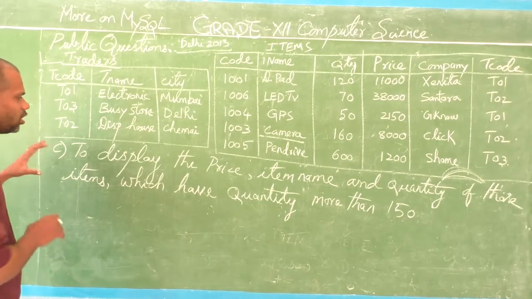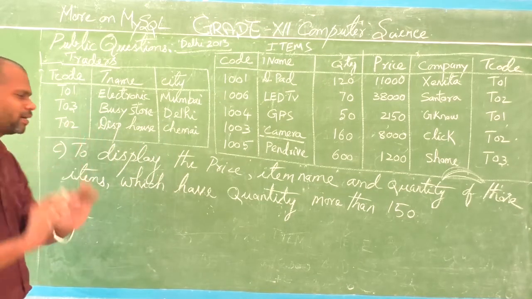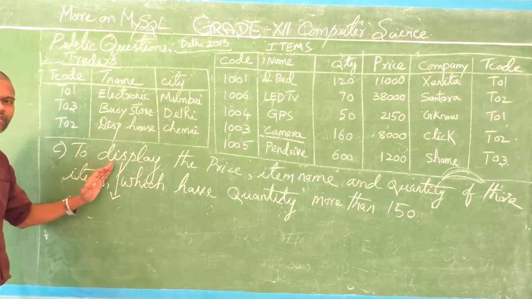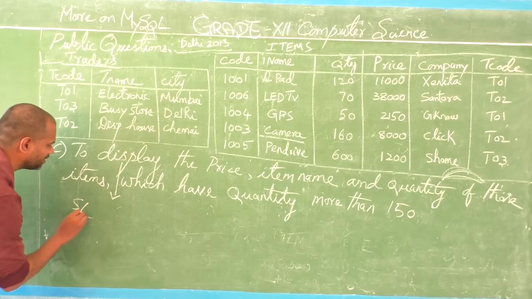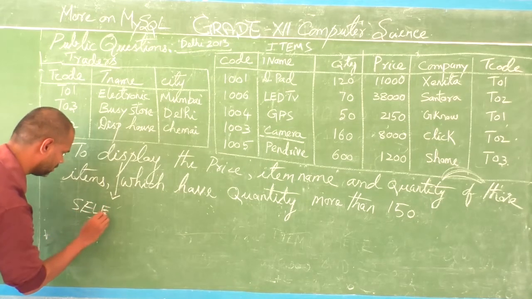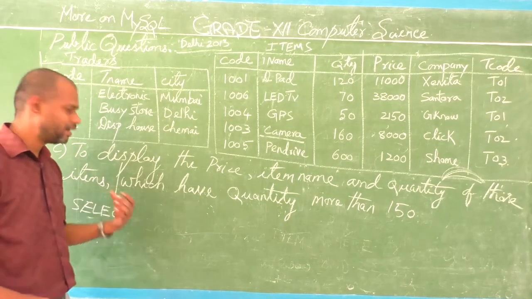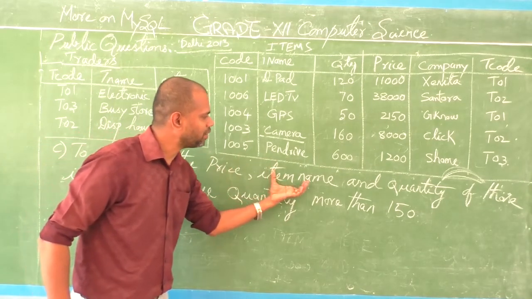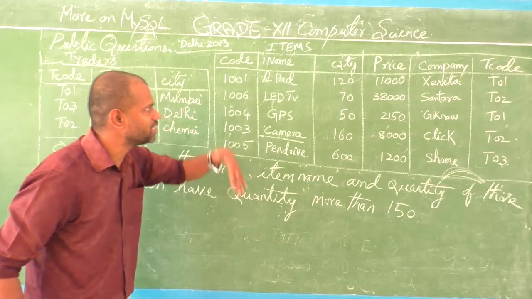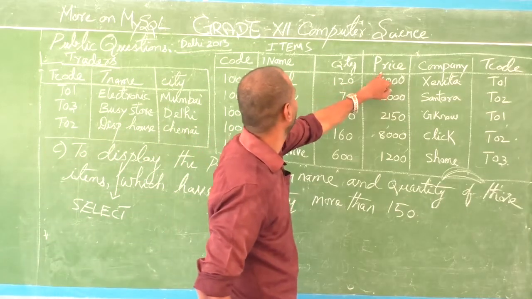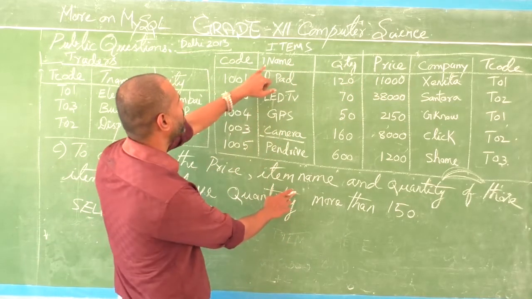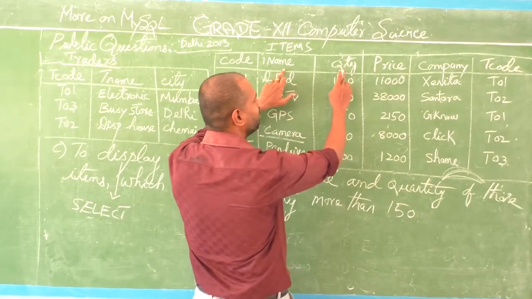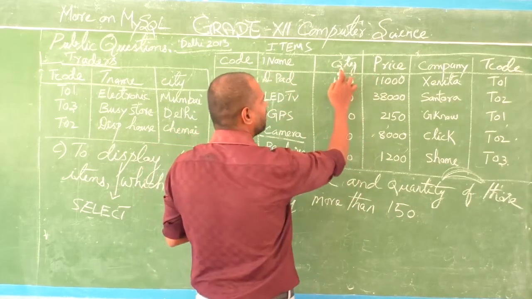So no need to read all these things. Very simple. Directly you can go to display. Display means what is the query? Yes, SELECT. Then next is the column name. What is the column name? Price, item name, and quantity. So go to the original table, see the price spelling, see the item name spelling, then quantity, QTY spelling. So this spelling only you have to write.